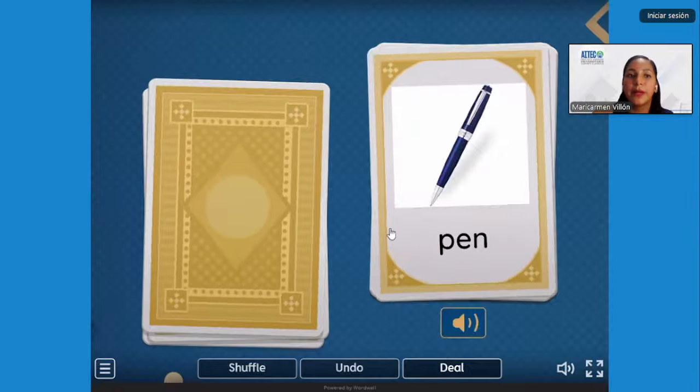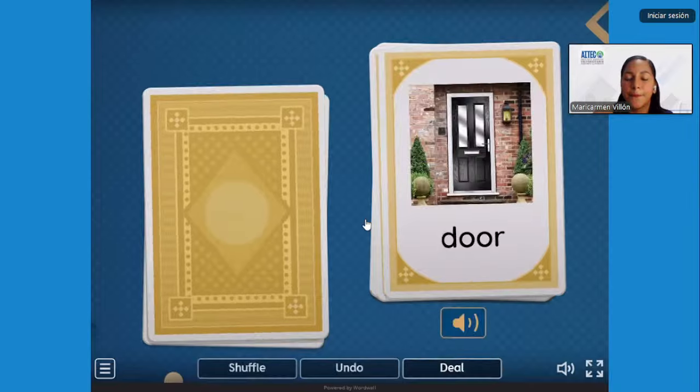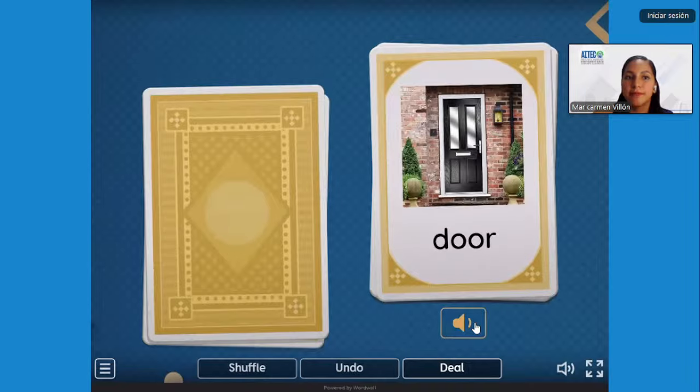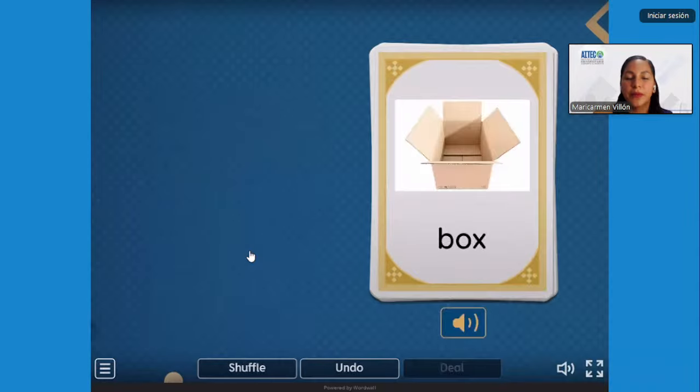Pen. We got a pen here. Door. This is a door. Listen to the pronunciation. Door. Practice, practice. Hi, Susie. Window. Okay, we have a window here. Listen. Window. One more time. Window. Box. Okay, this is the last one. This is box.